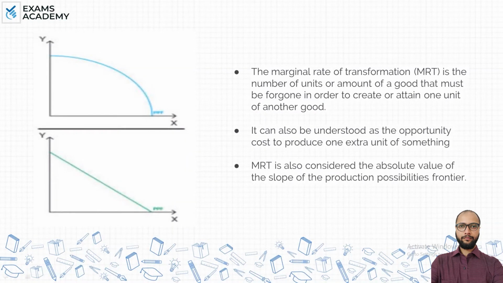Now let's have a look at the definition first. So as you can see, the very first bullet point, the definition of MRT, marginal rate of transformation, is the number of units of a good that must be foregone in order to attain 1 unit of another good. So it's simply like there are two options. Either you can play or you can study. If you invest 1 hour in playing, that 1 hour cannot be used to study, right? So that is what marginal rate of transformation is.